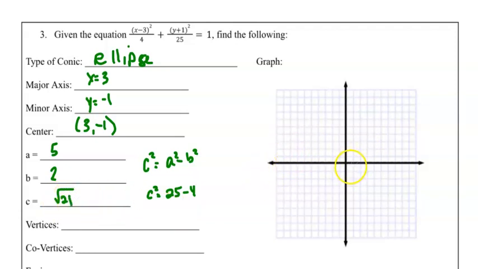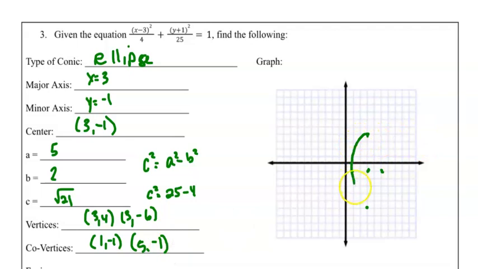Let's go ahead and start graphing. I need the point 3, negative 1 for my center. I'm going to go up by 5 and down by 5 to get to the vertices. So the vertices are at 3, 4, and at 3, negative 6. The co-vertices are going to go left by 2 and right by 2. So they're going to be at 1, negative 1, and 5, negative 1. And I can go ahead and sketch my ellipse now.